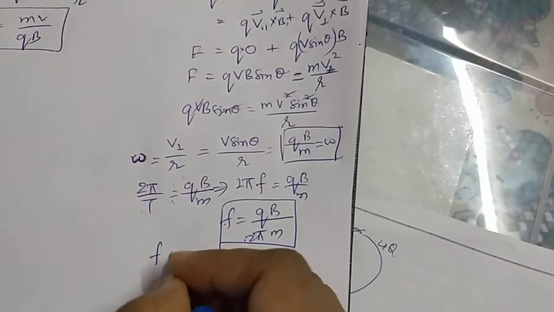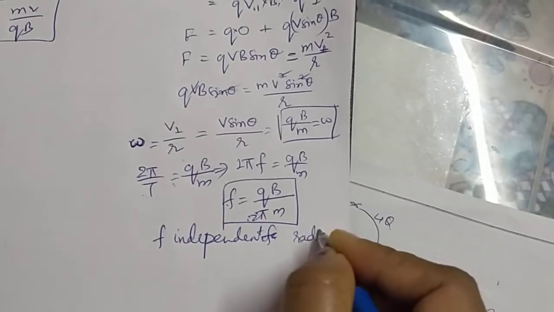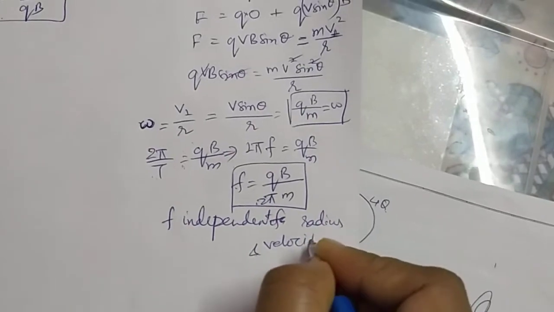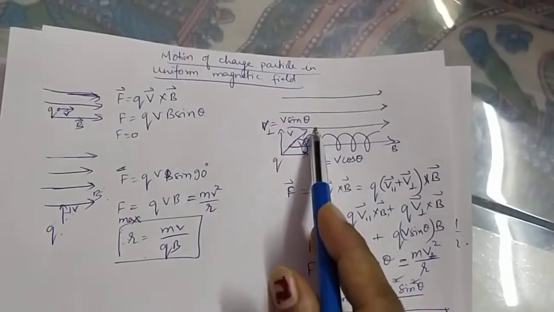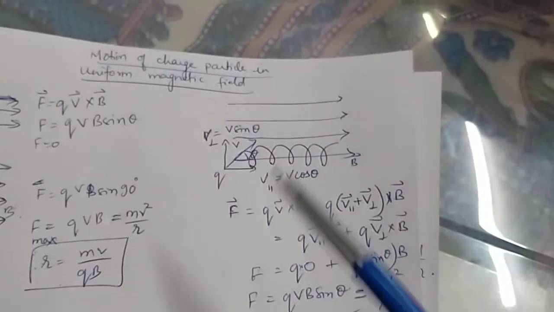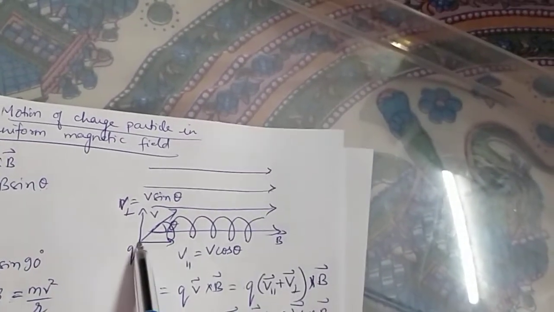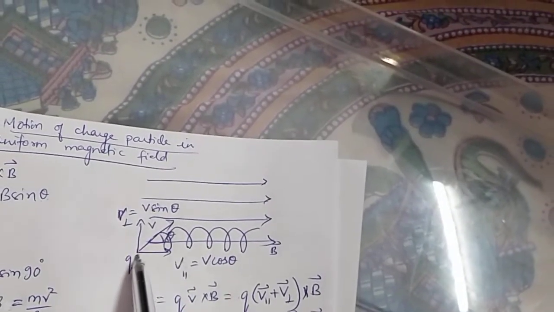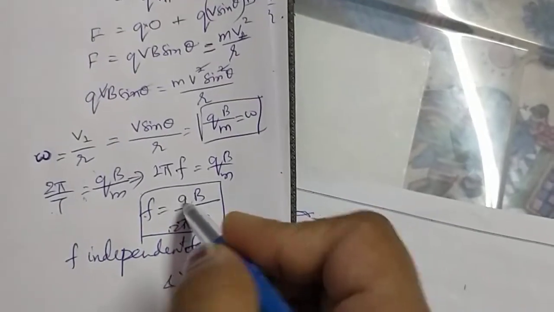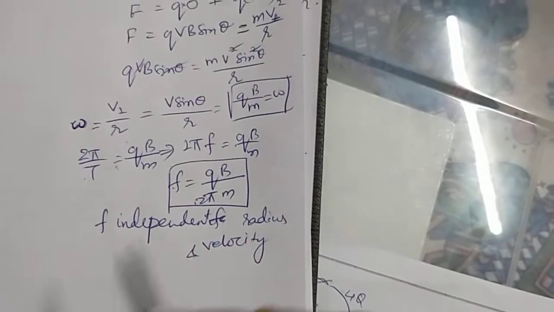So frequency is independent of radius and velocity. No matter with what velocity this particle entered, whatever may be its velocity, the frequency will be independent of it. Suppose a proton is entering this region of the same magnetic field. One proton is moving with 2 meter per second, another proton with 4 meter per second. What will happen? Frequency will remain the same, because proton charge is the same, magnetic field is the same here, and mass of proton is the same. So no matter what the velocity of the proton, the frequency will remain the same.